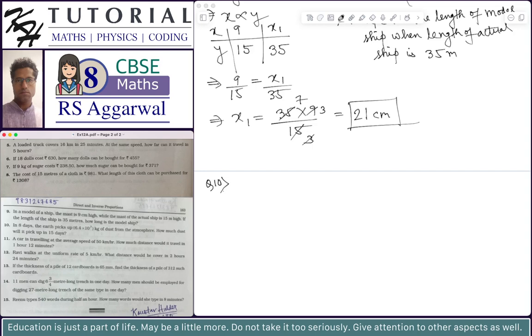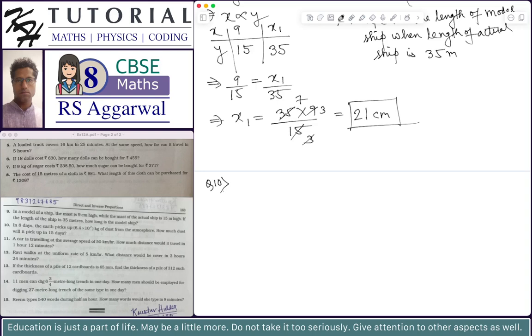So definitely this is based on the fact that the amount of dust picked up per unit time, per day, is fixed. It must be fixed. Then only we can say that the amount of dust picked up by earth and the number of days passed by should be in direct variation.